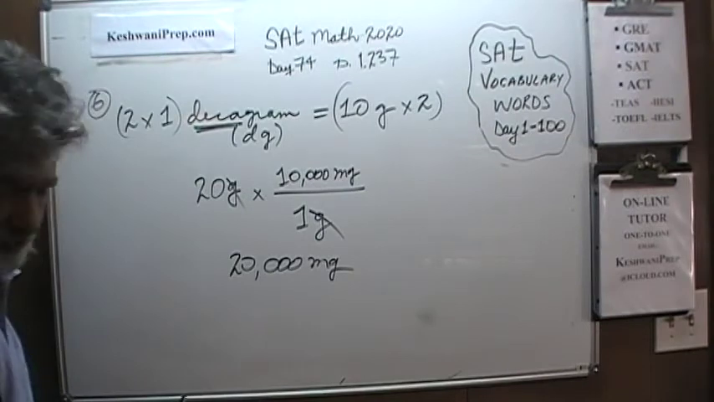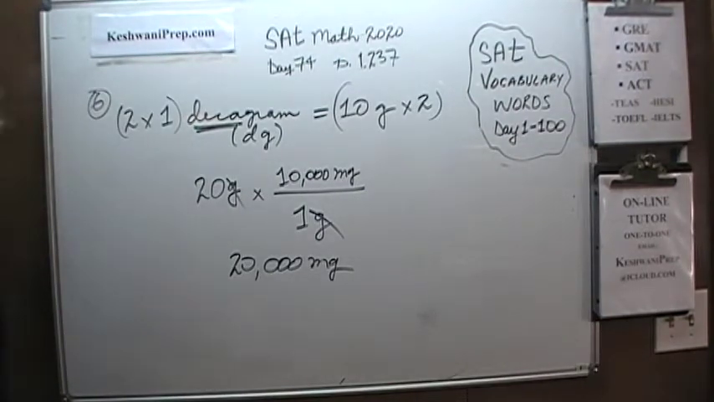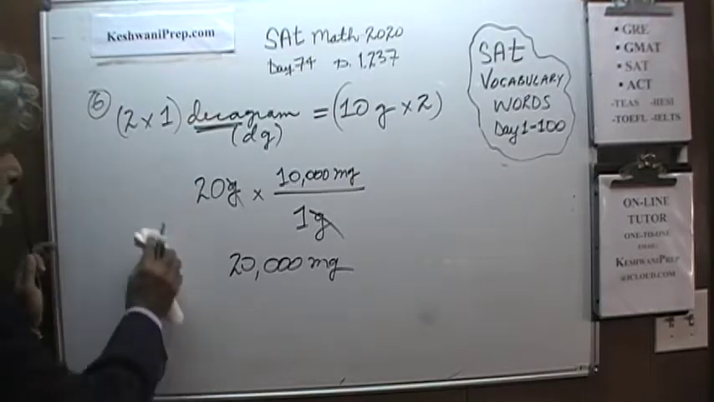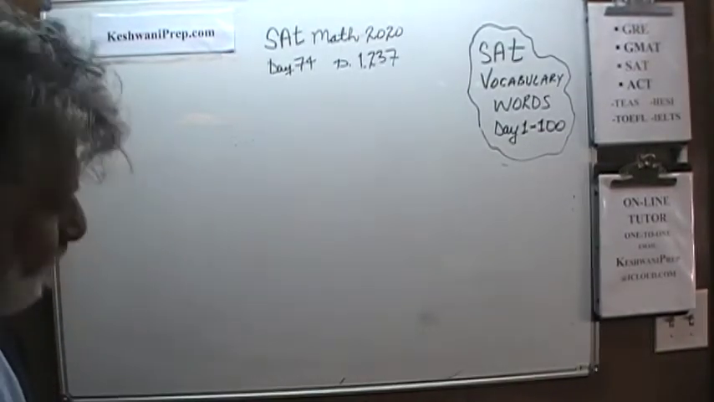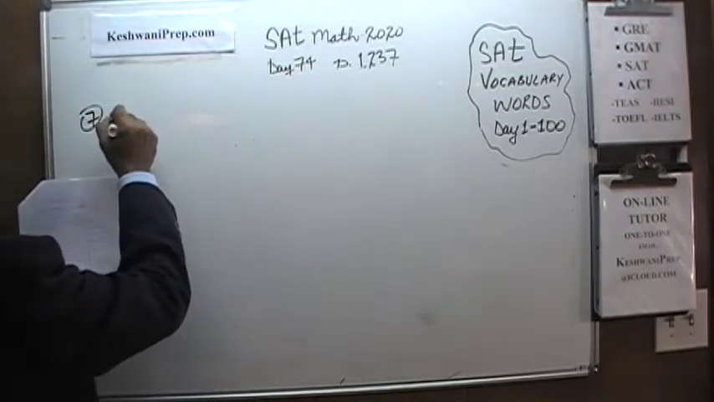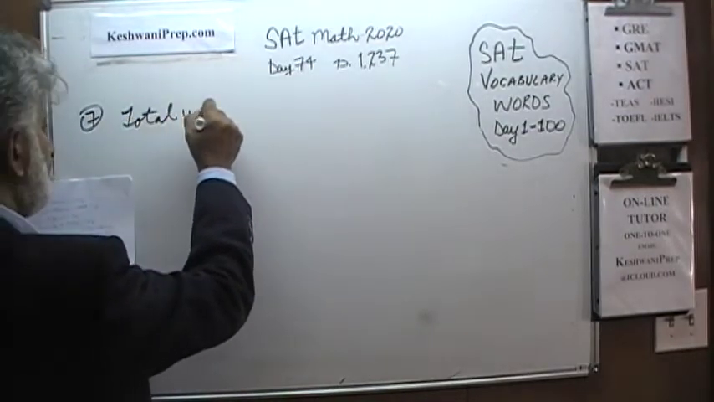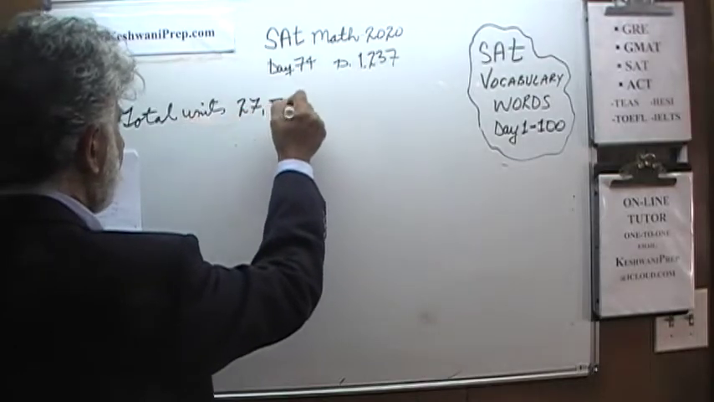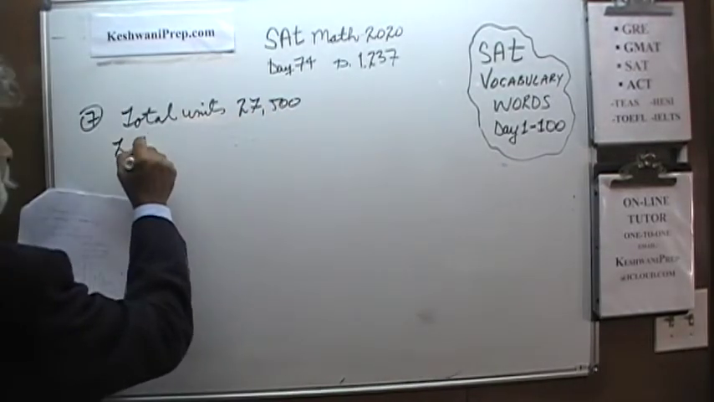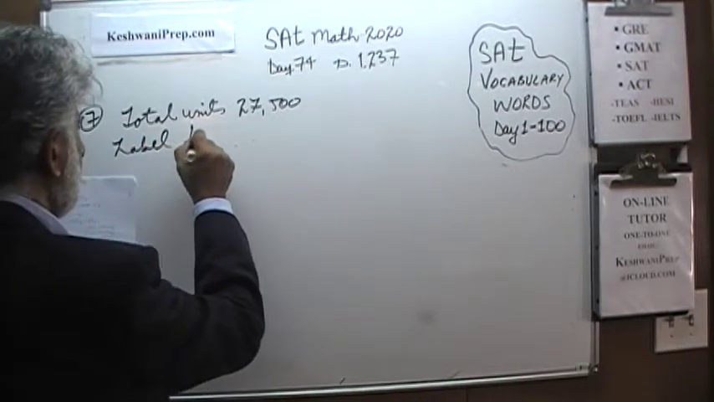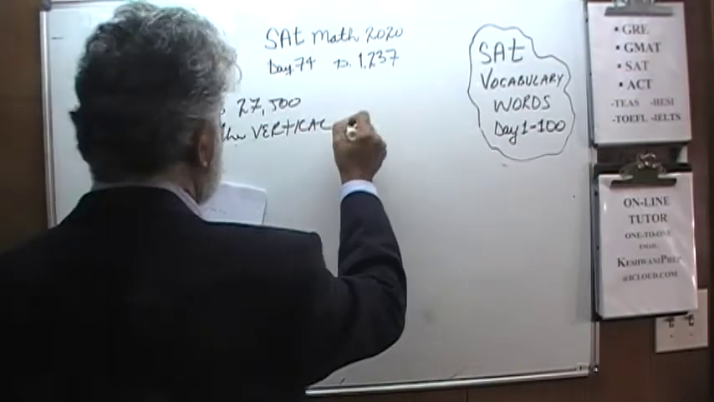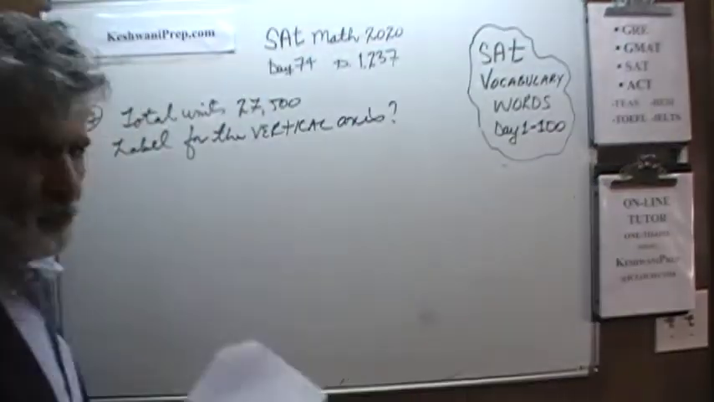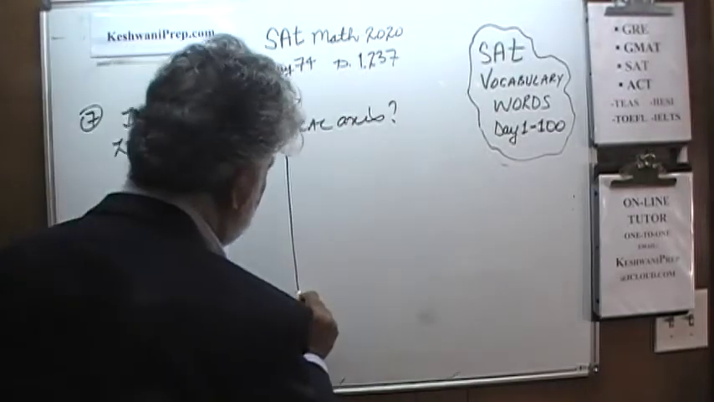Number 7. In number 7 we are told that the total number of units is 27,500. We're looking for an appropriate label for the vertical axis. So let's see what is given to us. The graph looks something like this.